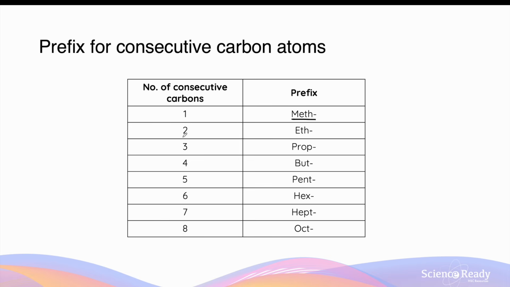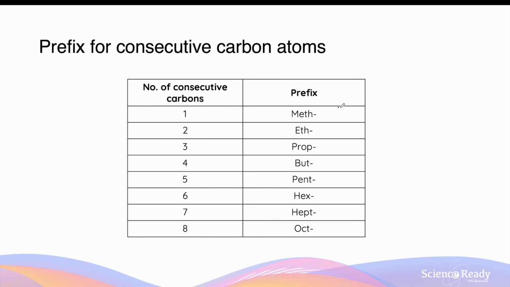When there are two consecutive carbon atoms, the name of the molecule starts with eth. And when there are three consecutive carbon atoms, the name of the molecule starts with prop. When there are four, the prefix is but. And when there are five, the prefix is pent, hex for 6, hept for 7, and finally oct for 8. In HSC chemistry, you only need to know the prefix naming for the first 8 carbons.